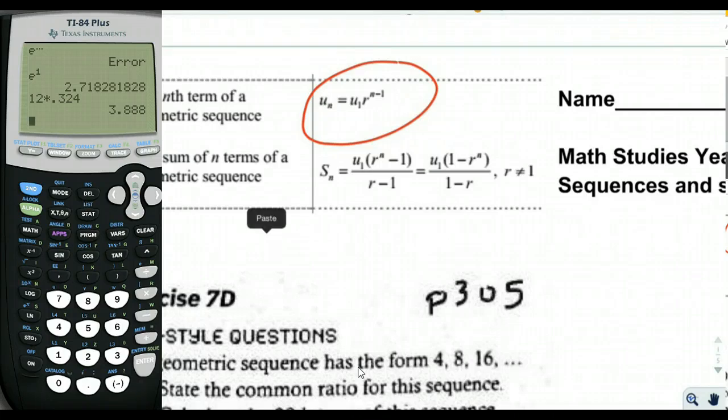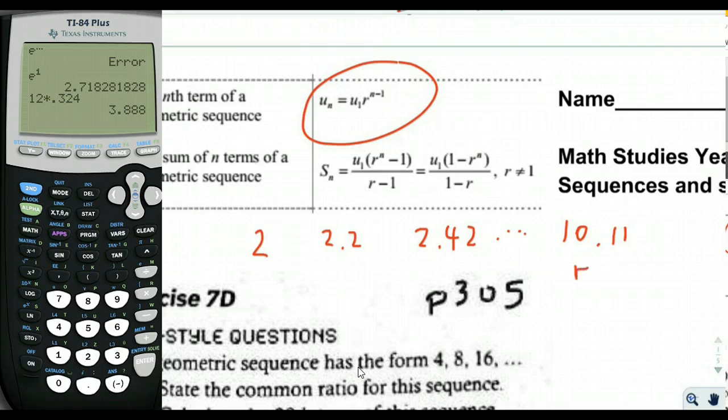started with 2 kilometers on the first day, and then the next day it was 10% more, 2.2, and the next day it was 10% more than that, 2.42, and eventually on the 18th day it got to be 10.11, something like that, right? So in this geometric sequence, R, the multiplier, was 1.1, because the 10% increase would be multiplying by 1.1.